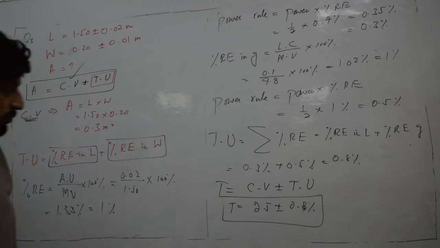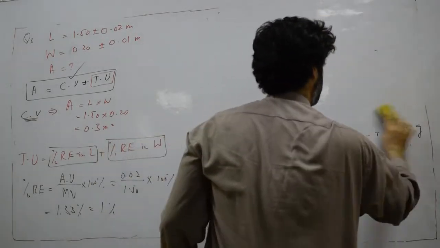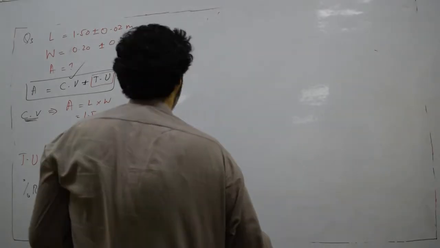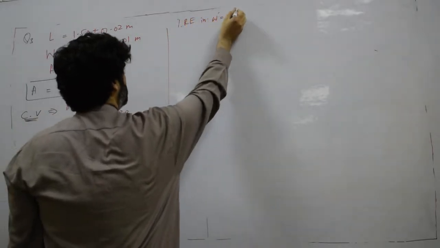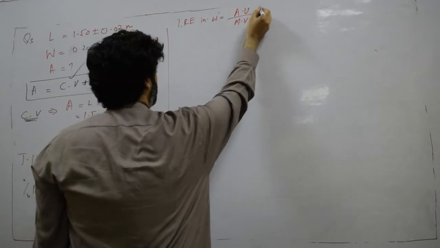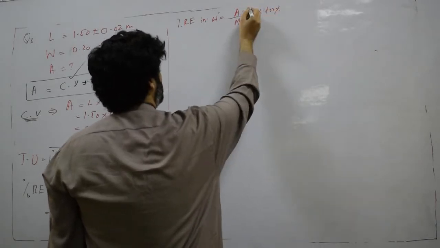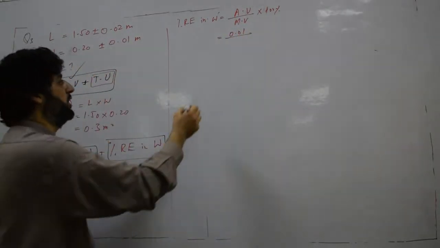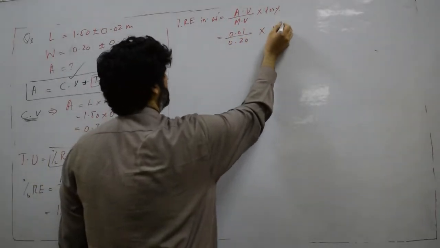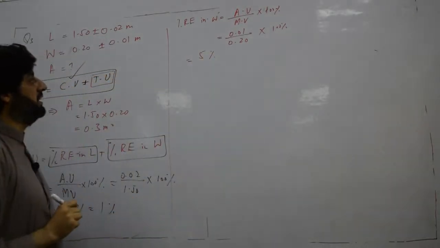Now we have to find the percentage error in width. So what is the formula for the percentage error in width? Percentage error in width, that is absolute uncertainty divided by measured value multiplied by 100%. Okay. So what is the absolute uncertainty for the width? That is 0.01. Measured value is 0.20 multiplied by 100%. Okay. So what is the answer given by the calculator? That is 5%. Okay, 5% is the percentage error in width.